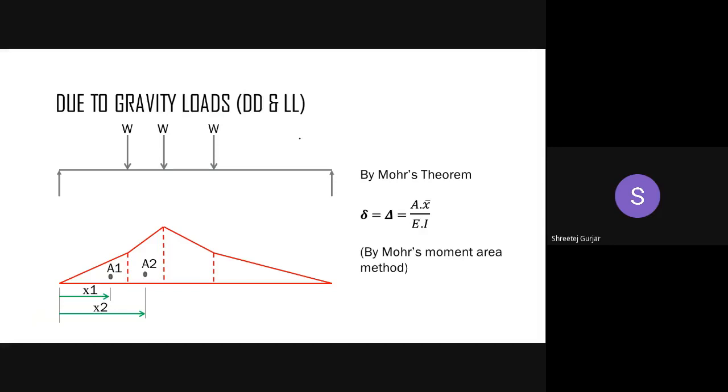you can go by your moment area method. As I've told you, we have many methods that you can use to calculate, but here we will use the moment area method. So first, this is W, the loads which are acting on your beam. It is a simply supported beam. I have drawn this BMD for this. So this is your BMD diagram.